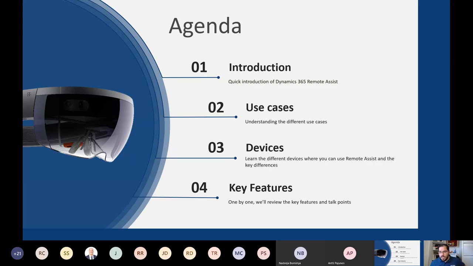So it's going to be a four-step agenda. The first one is going to be an introduction of Dynamics 365 Remote Assist. Then we'll try to quickly understand different use cases that companies and customers might need. We'll go into the devices, what kind of devices you can use, and I'll try to show you how the devices work. And at the end, we are going to review the main features, and then the key talking points when we have conversations about Remote Assist.